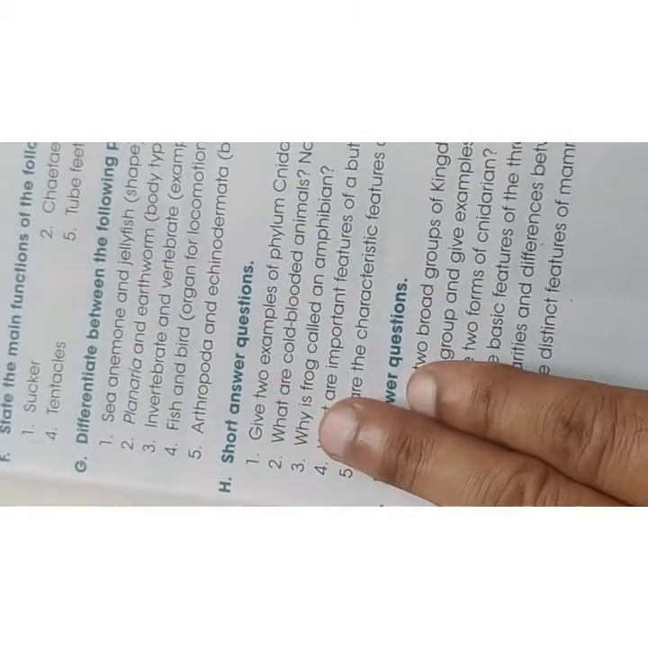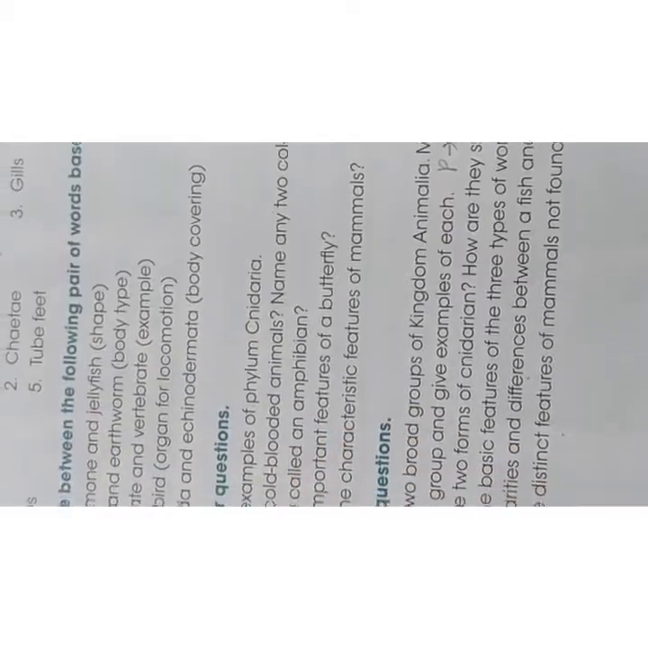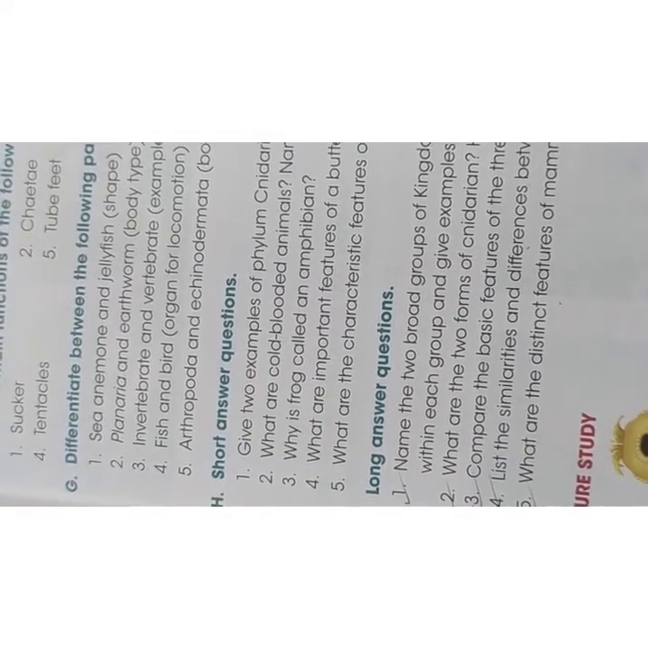Question number 2 is, what are cold-blooded animals? Name any two cold-blooded animals. So answer is, animals whose body temperature changes with the change in the temperature of the surroundings. Examples are snake and frog. Next question is number 3. Why is frog called an amphibian? The answer is, frog is called an amphibian because it can live both on land and in water.